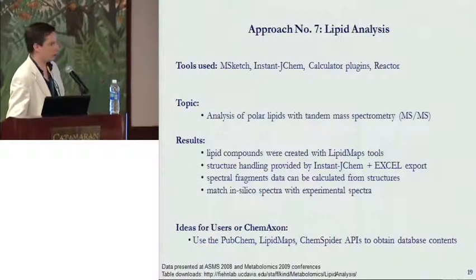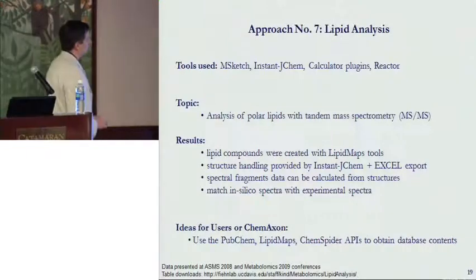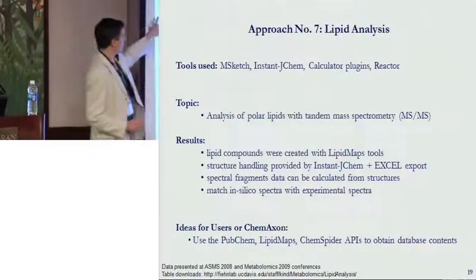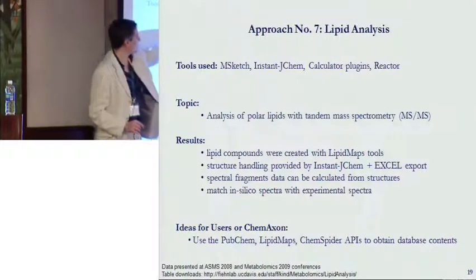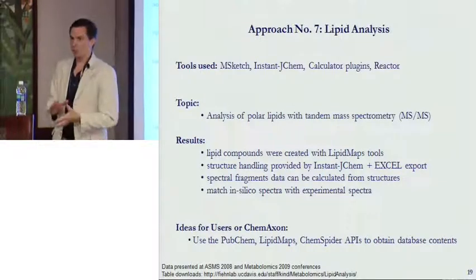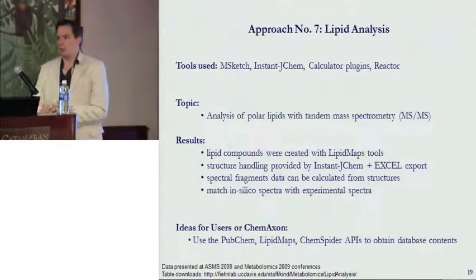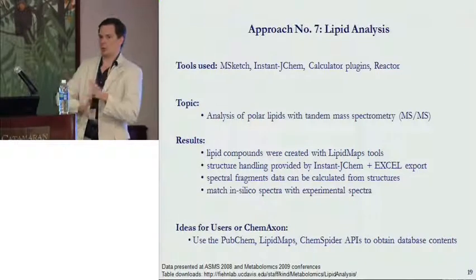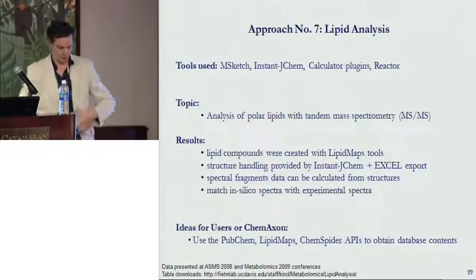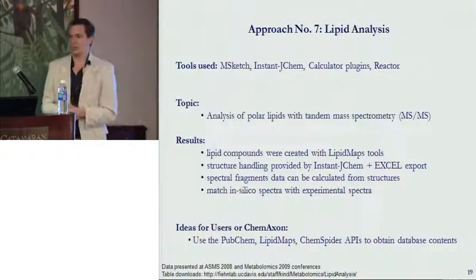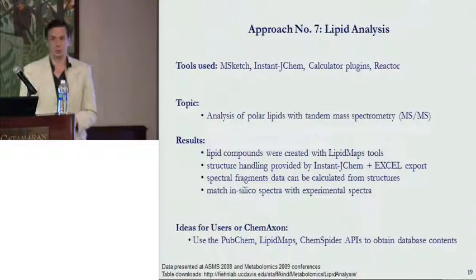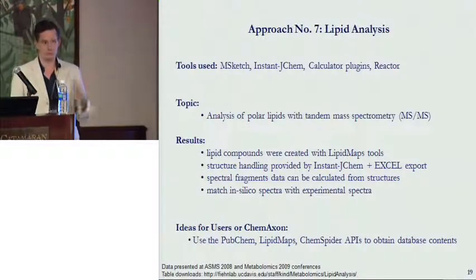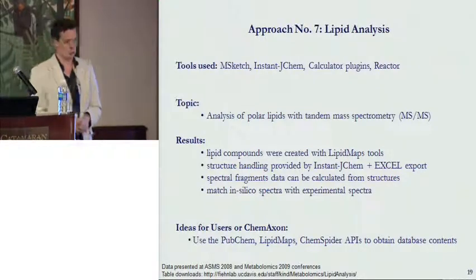And here I come to our last approach, for instance, lipid analysis. For this approach we used again MSketch, Instant-JChem, calculator, and reactor. Lipids are important because they're parts of all membranes. So everybody has lipids, phospholipids, triacylglycerides in the belly region, and the importance was underscored by an NIH grant of around 70 million dollars over the last years, which was given basically to the Lipid Maps Consortium.